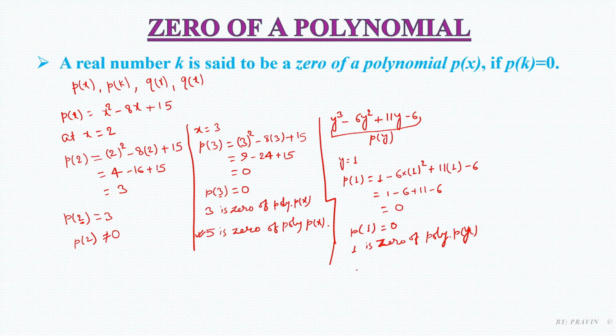Again there is a task for you. Check whether 2 and 3 are zeros of polynomial p(y) or not.